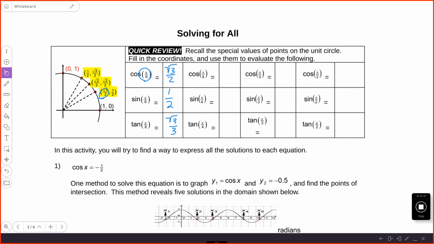All right. You should be able to fill in the rest of them real quick. Is that a 3? Is your bottom one a 3 over 3? Yep. Thank you.